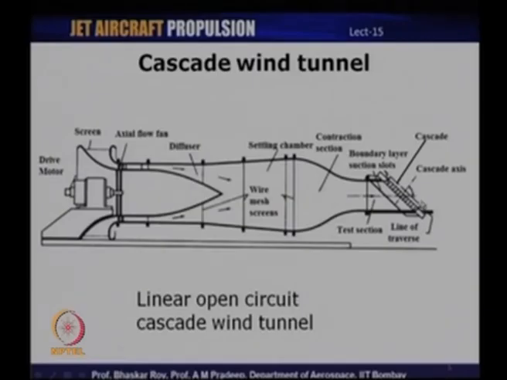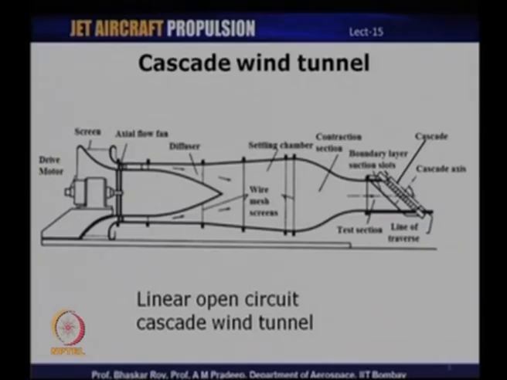And of course, the location of this traverse can be changed. It can be at different chord lengths from the trailing edge of the blade. So, this is known as the line of traverse, wherein the probe is moved and you can get a lot of data in terms of stagnation pressure, velocity, etc.